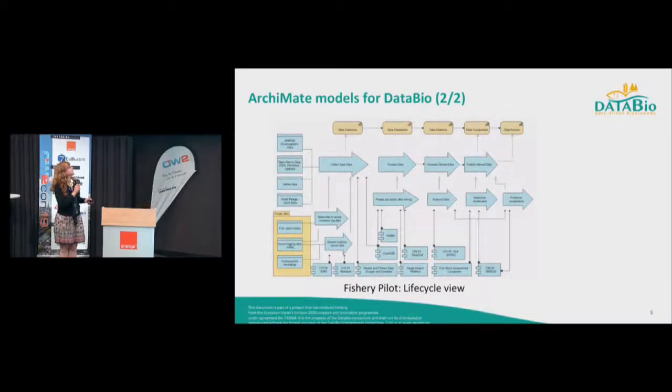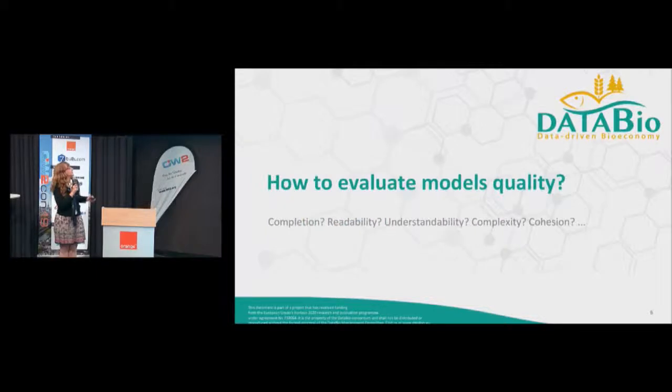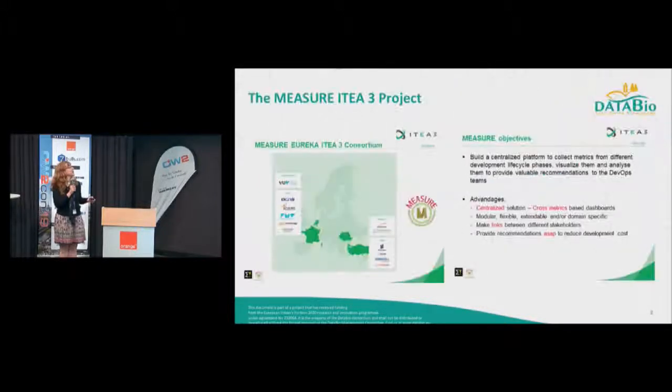This schema, we will not go through that, but it shows one of the fishery pilots and the life cycle view of this pilot. There are many components that can be shown, and also all the steps of these. But actually, when we have so many models, how can we evaluate the quality of these models? How can we see if they are complete, if they are readable, if they are understandable, if they are complex, if there is cohesion between all these steps?